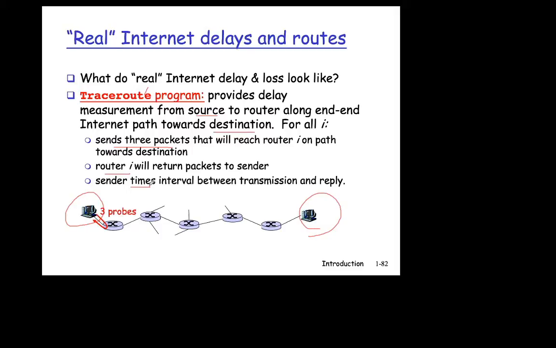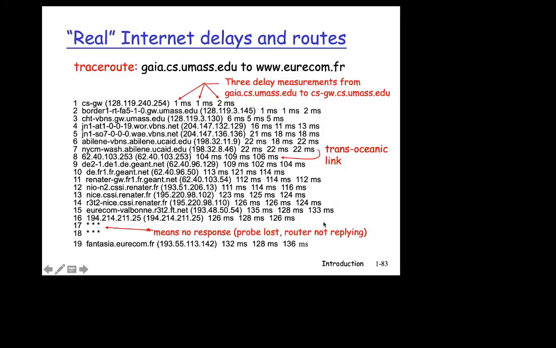So it works like this. 3 probes to the first router, 3 round trip time estimations. 3 probes to the second router, 3 round trip time estimations to the second router. And this goes on and on until it reaches the final destination, and then the traceroute program stops. The output of the program looks like this. This is an example.